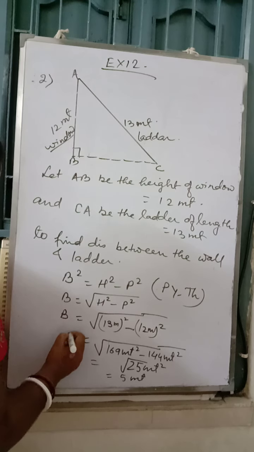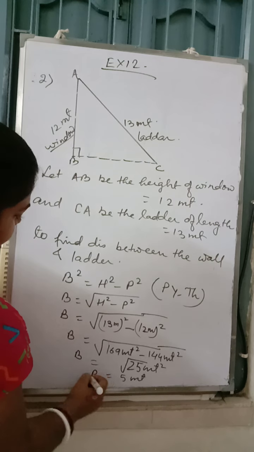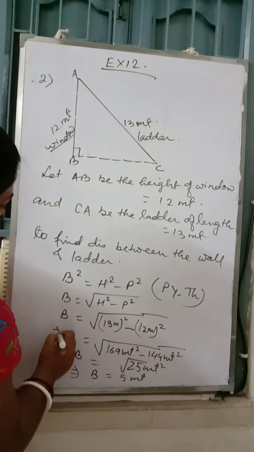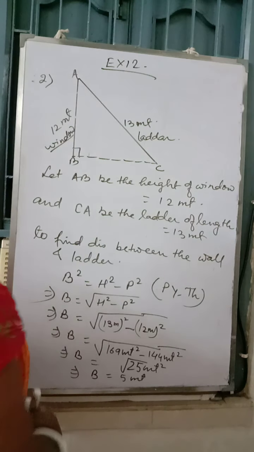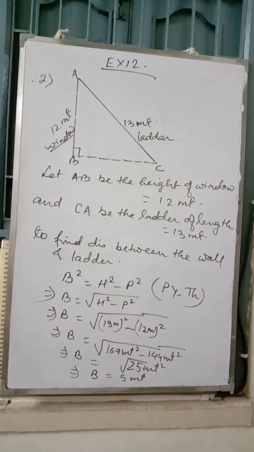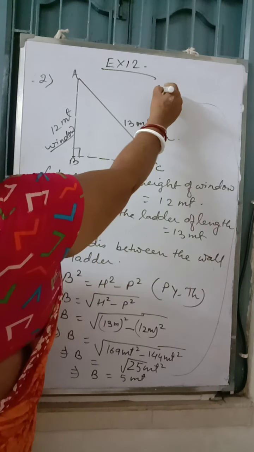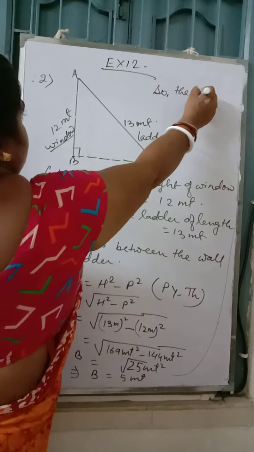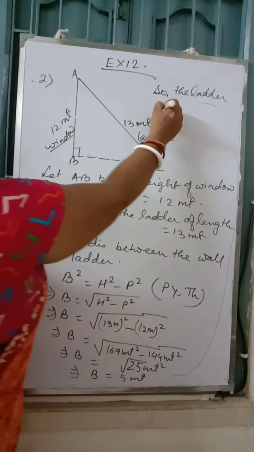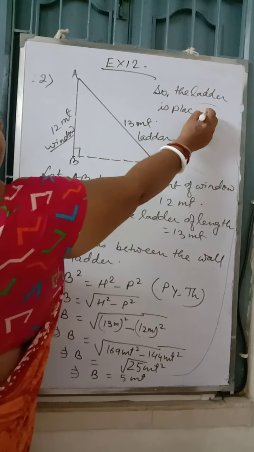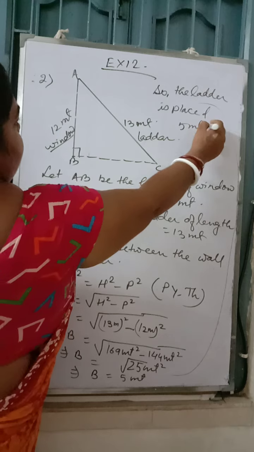So the ladder is placed 5 meter far from the wall, so the distance between the foot, how far from the wall the foot of ladder is placed. So ladder is placed 5 meter far.